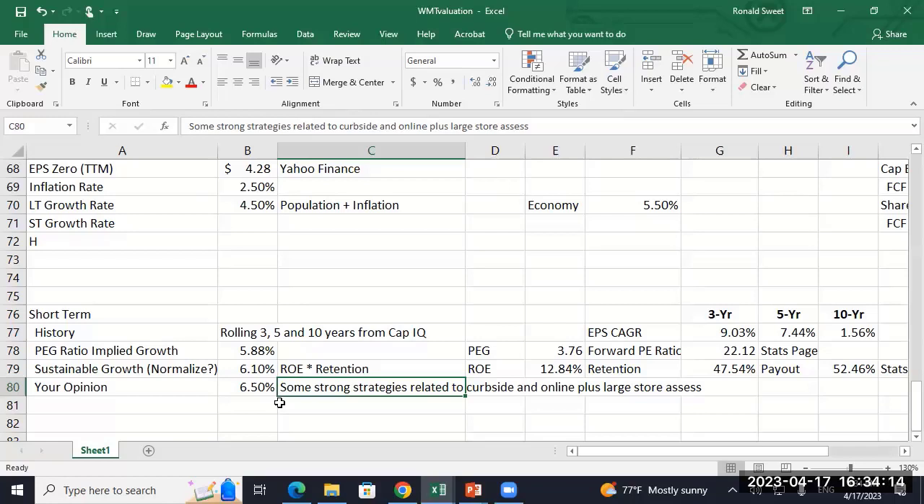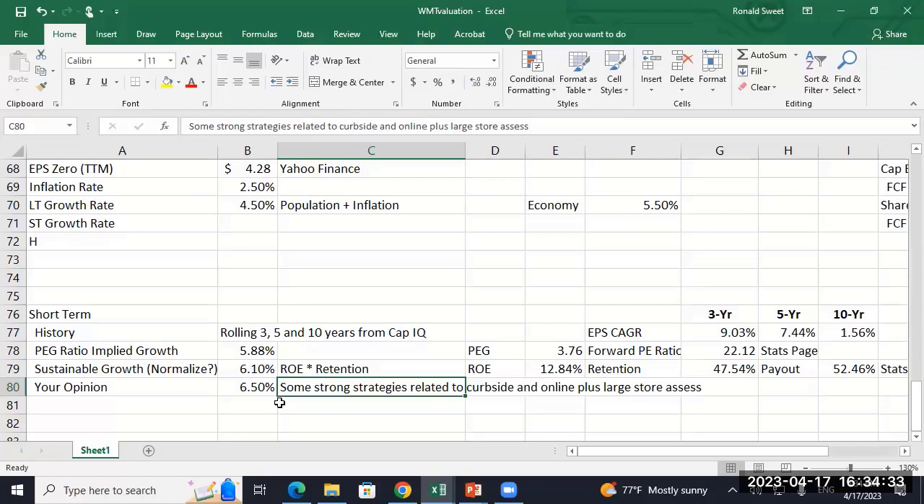Curbside is interesting. I have not used curbside yet. I haven't done home delivery yet. Amazon's interesting and they have all the trucks. Are they going to start doing groceries in their trucks? You know, so I'm going to use 6.5, but here you just got to write it up. It's your opinion.